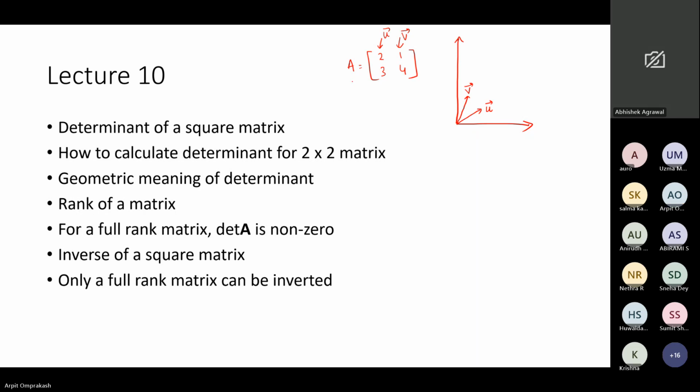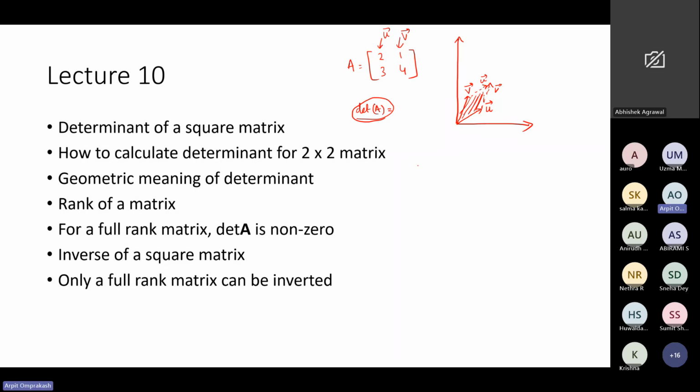Now, when we calculate the determinant of A, geometrically what we are getting is, if we were to arrange all these vectors, so we'll put V here again, and we'll put U here again, they'll form a parallelogram. So the determinant of A gives the value of the area of the parallelogram formed by these two. So this value will be the area. That is the geometrical significance.